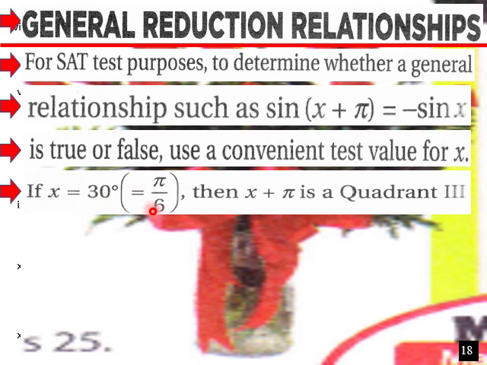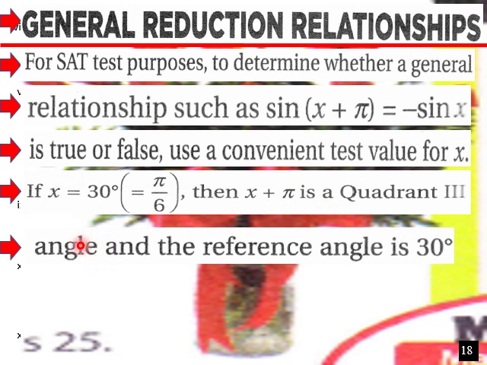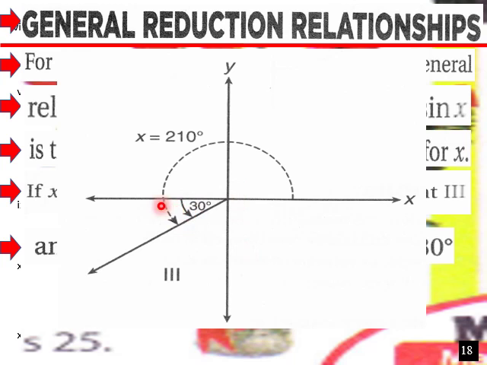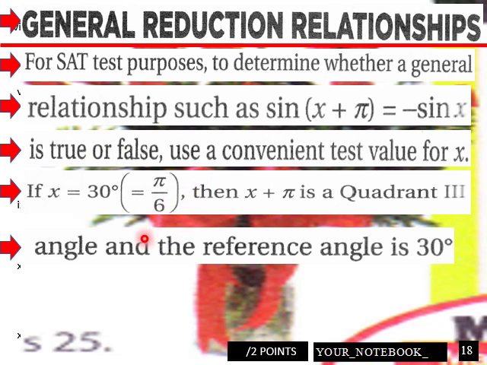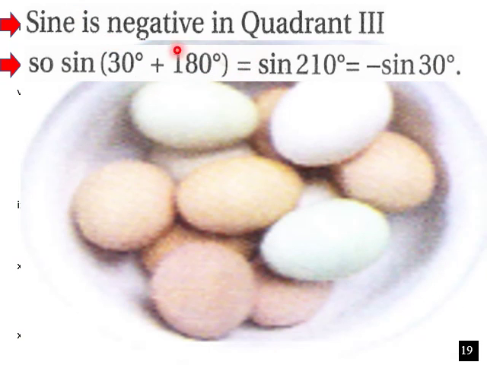So if x equals 30 degrees or pi over 6, then x plus pi is in quadrant 3. And the angle and the reference angle will be 30 degrees. So this is pi over 6 here. Here's your reference angle here for 210 degrees. Again, if you're not getting this, you need background trig, so get a hold of me for trig lessons. Sine is negative in quadrant 3. So sine of 30 plus 180 equals sine 210, which is the same thing as negative sine 30.